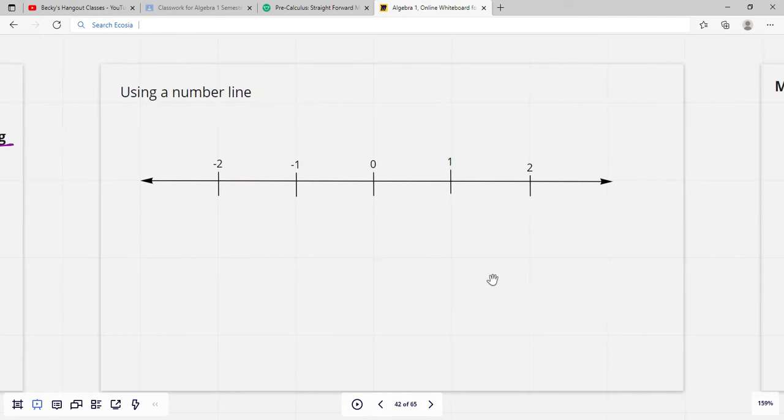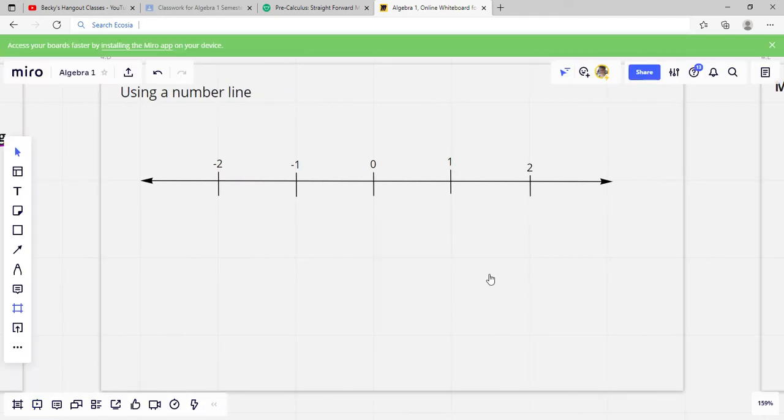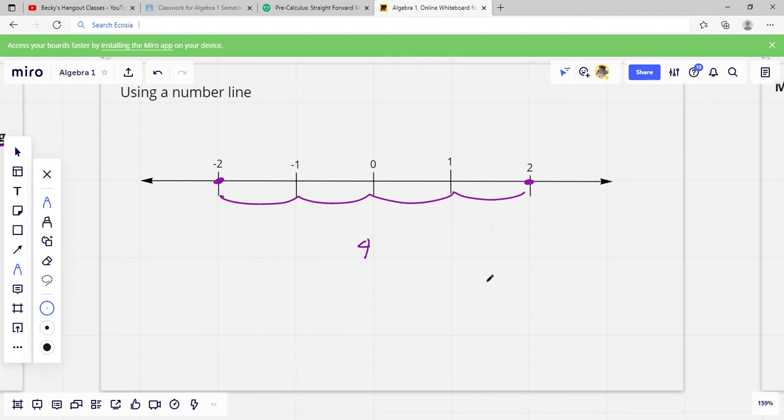Okay? All right. So we can use a number line to demonstrate where numbers are compared to each other. So if we wanted to find the distance between positive 2 and negative 2, we could mark both of those, and then we could count how many. So 1, 2, 3, 4. So it would be 4 spaces between positive 2 and negative 2.